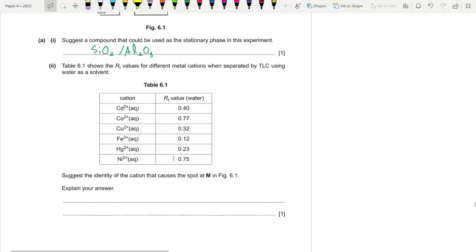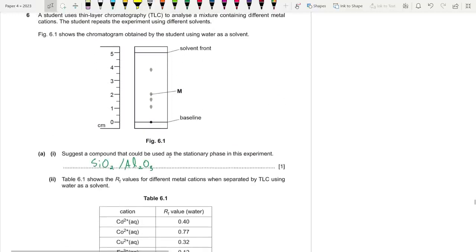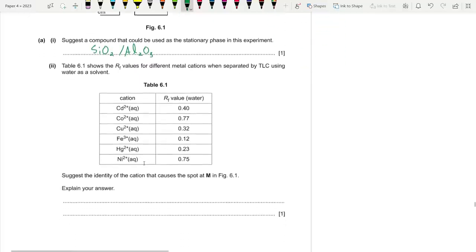The table shows the RF values of different metal cations when separated by TLC. So what is the identity of the cation that caused the spot at M? Guys, check this. The solvent front is at 5 and M is at 2. So let's find out the RF value. 2 divided by 5 gives you a value of 0.4. So clearly, M is Cd2+, because the RF value is 2 by 5, which is 0.40.